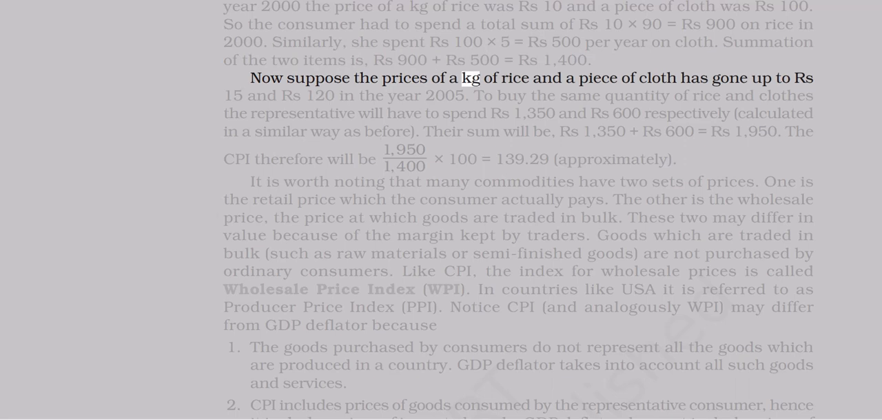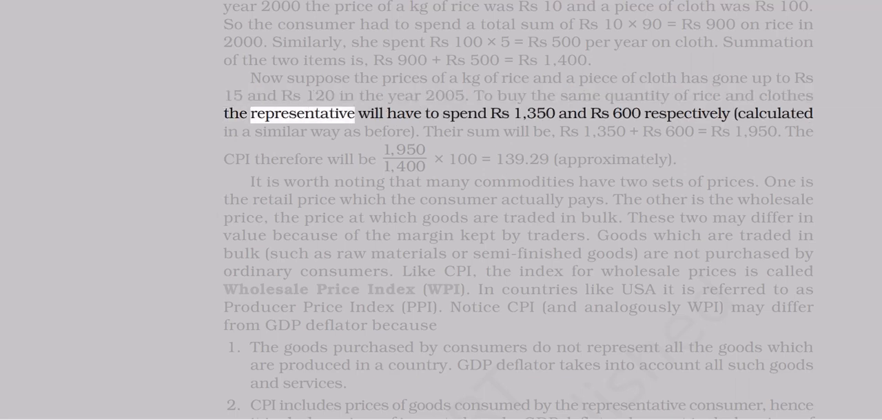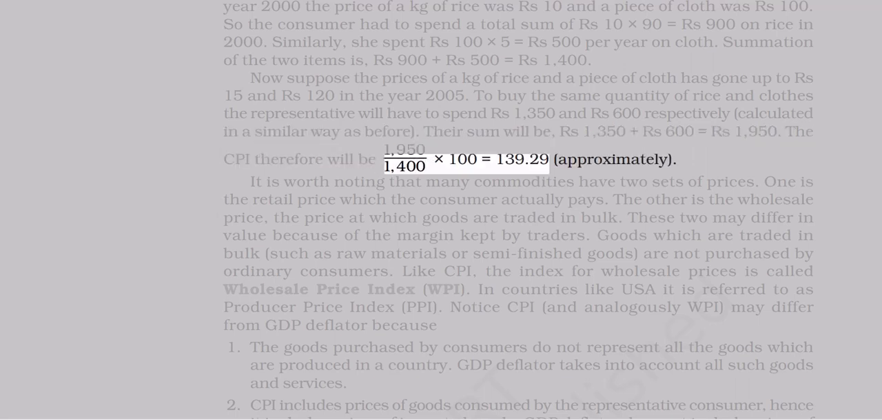Now suppose the prices of a kilogram of rice and a piece of cloth have gone up to Rs 15 and 120 rupees in the year 2005. To buy the same quantity of rice and clothes, the representative consumer will have to spend 1,350 rupees and 600 rupees respectively, calculated in a similar way as before. Their sum will be 1,350 rupees plus 600 rupees equals 1,950 rupees. The CPI therefore will be 1,950 / 1,400 times 100, which is equal to 139.29 approximately.